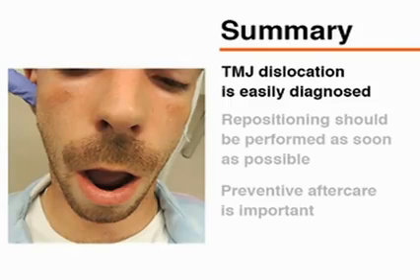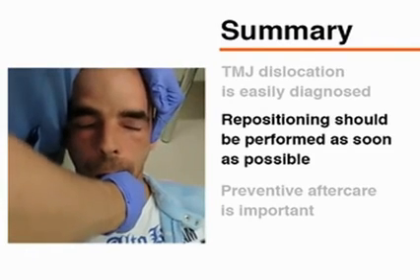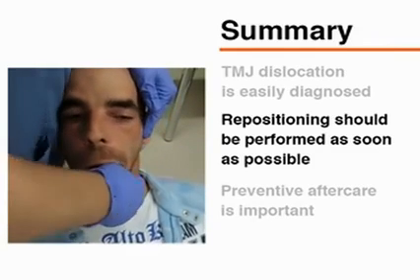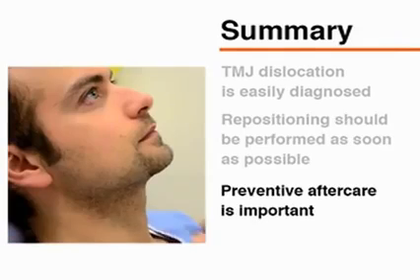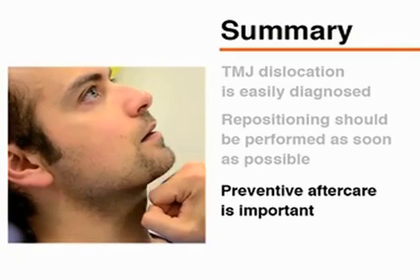TMJ dislocation is easily diagnosed. If there are no facial fractures, perform TMJ repositioning as soon as possible to avoid unnecessary discomfort for the patient. After the jaw has been repositioned, patients generally do well, provided that they follow the instructions for aftercare.